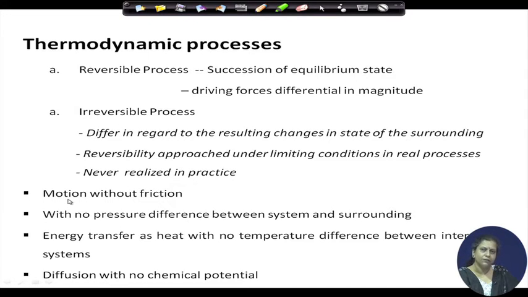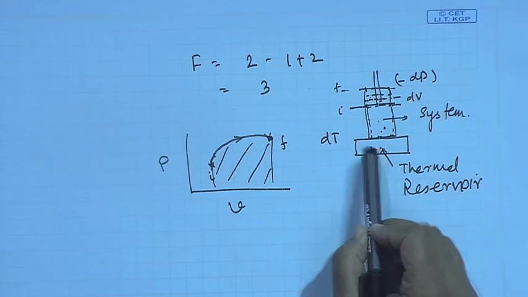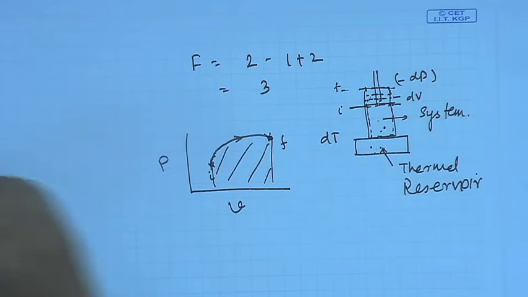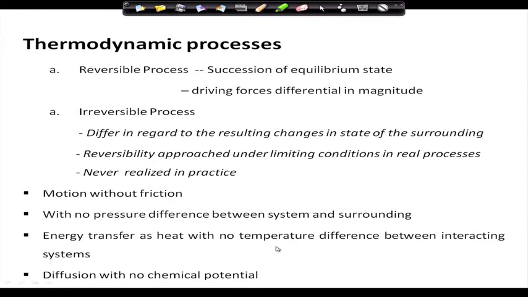and this occurs for some two idealized situations like motion without a friction, no pressure difference between system and surroundings, or an infinitesimal pressure difference between system and surroundings, energy being transferred just like the piston cylinder arrangement which I have shown. Energy is being transferred with almost no temperature difference between the interacting systems, and so on and so forth.